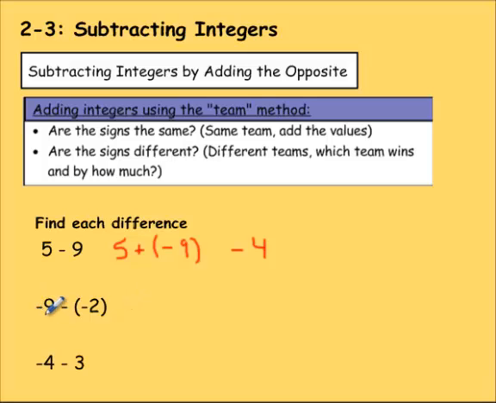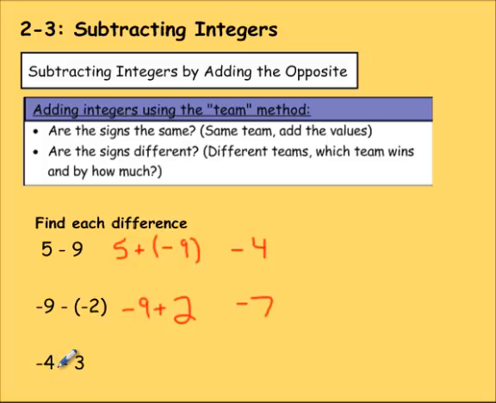Let's do this one. Negative 9 minus negative 2. Here we go. So we'd have negative 9, and then we're going to add the opposite. So we add instead of subtract, and now we have negative 2. What's the opposite of negative 2? That would be positive 2. So we have negative 9 and positive 2. Which one wins? Well, the negatives win again. By how much? 9 is 7 bigger than 2, so it would be a negative 7 for our answer.